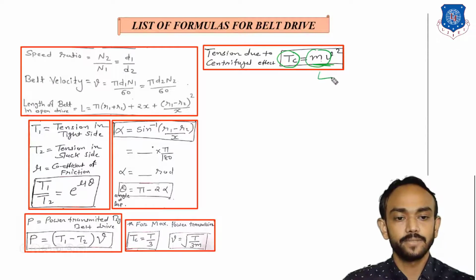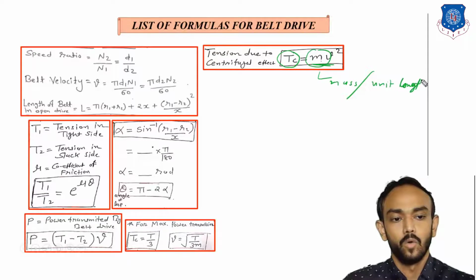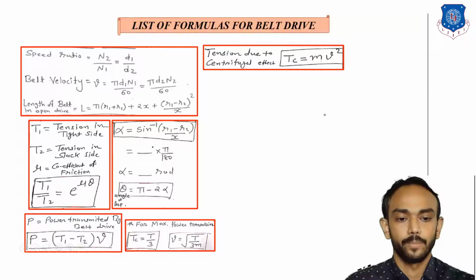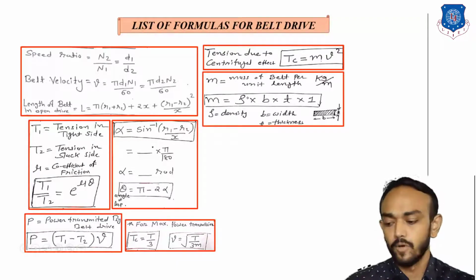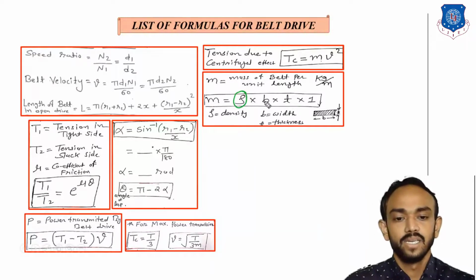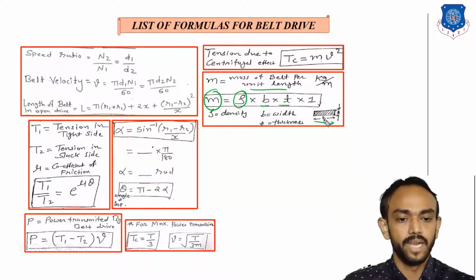m is a mass per unit length. This mass per unit length is not given, so first of all we have to find that, and for that density is always given. Sometimes they give the density, width, and thickness. So we have to find the mass of belt per unit length, and mass is equal to density into width of the belt and thickness of the belt into 1.